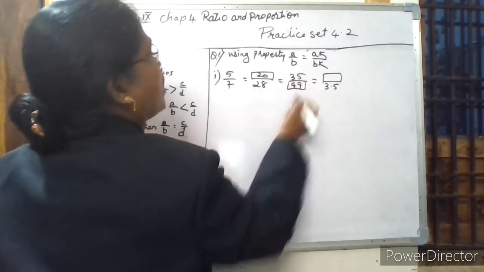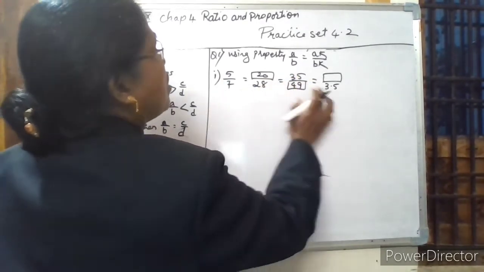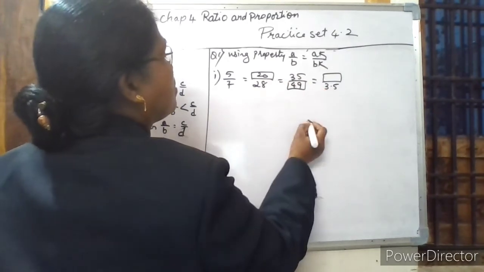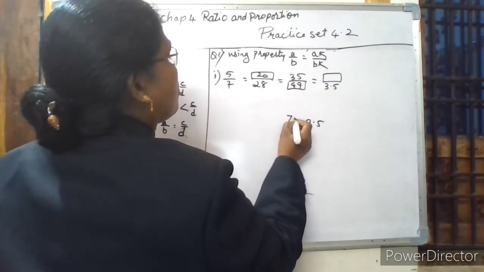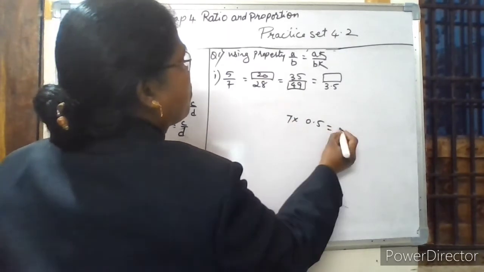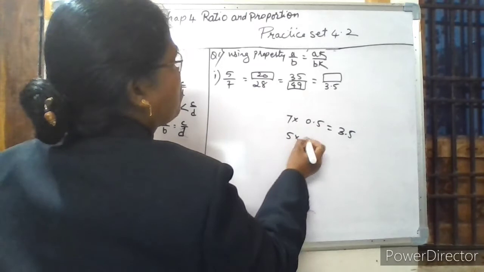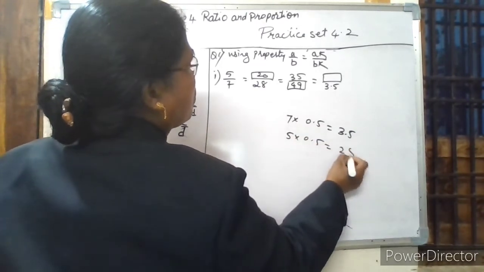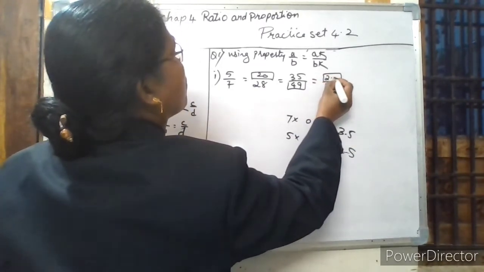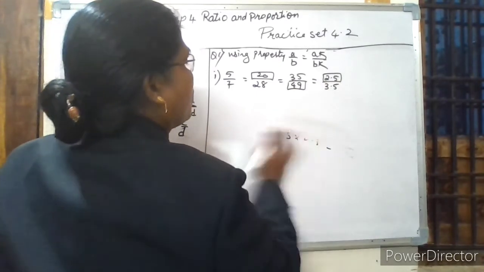Here 7 times 5 is 35, but with 0.5 taken, 7 multiplied by 0.5 is equal to 35 divided by 10, that is 3.5 we got. In the same manner, 5 multiplied by 0.5, you will get 25 by 10, that is 2.5. So here comes 2.5. This is over with question number 1.